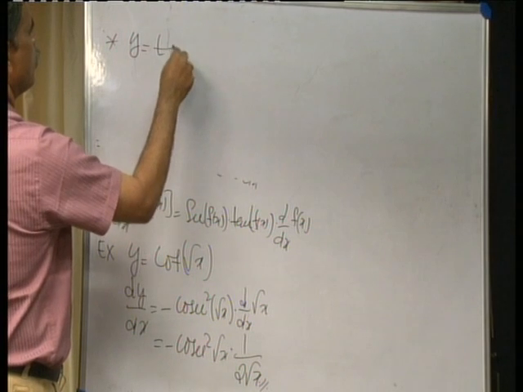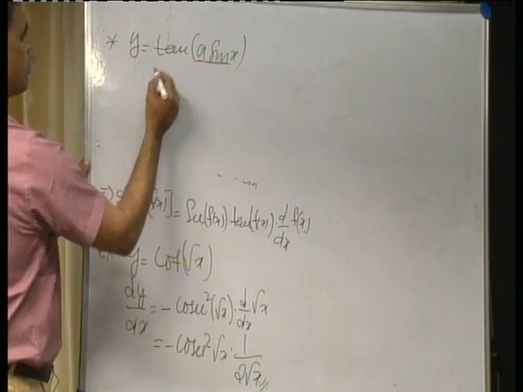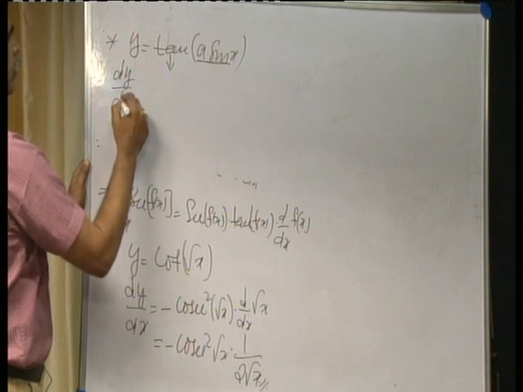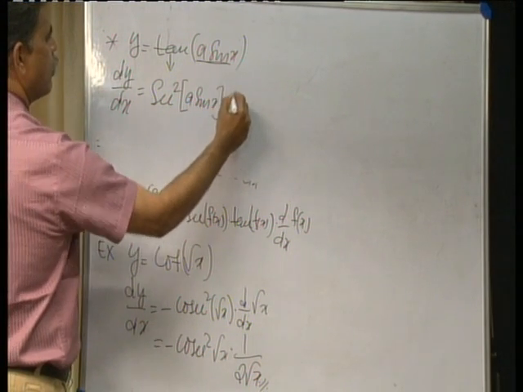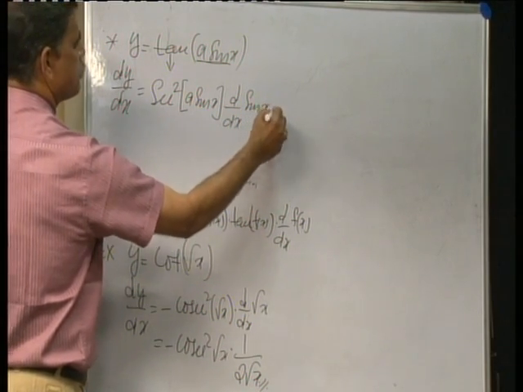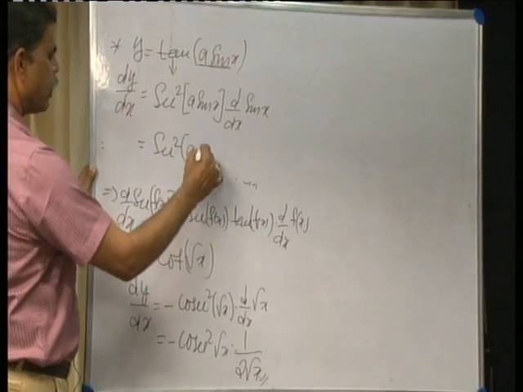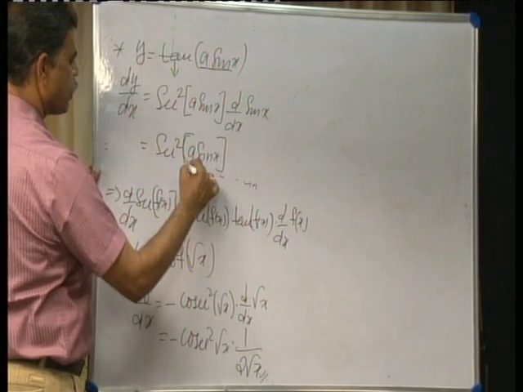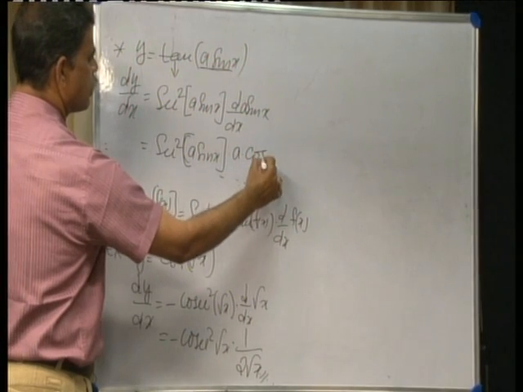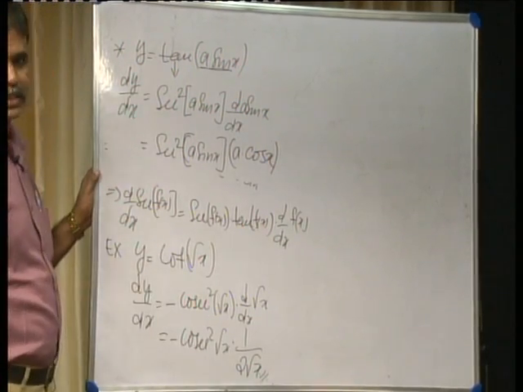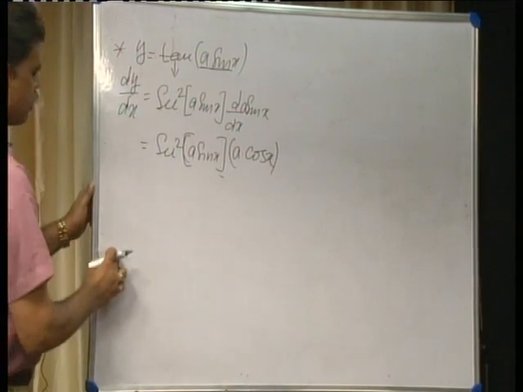y is equal to tan of a sin x. What is the function? a sin x. What is differentiation of tan? Differentiation of tan is secant square, hence it is secant square of the function a sin x into d by dx of a sin x. It will become secant square of a sin x into differentiation of a sin x, which is a into cos x. This is the answer. Like that we can extend it for all the trigonometric functions.